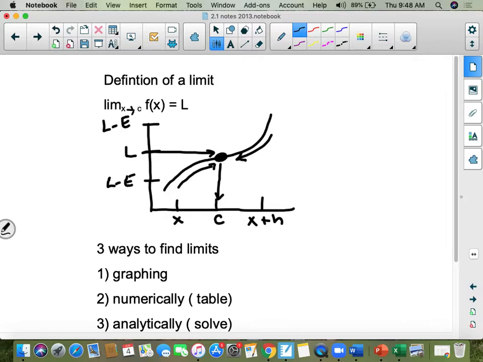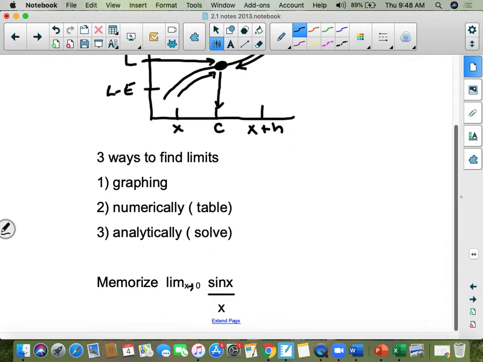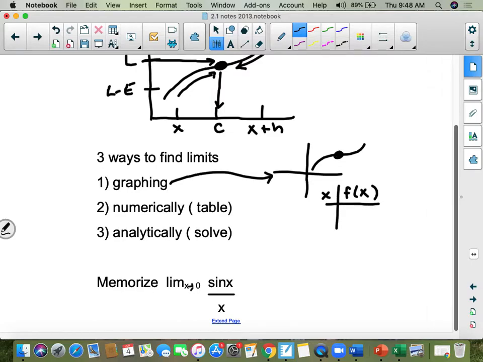There are 3 ways to find a limit. You can look at the graph. So you can look at a graph to find the limit. You can look at a table to find the limit. So x, f of x. Or you can solve it analytically, you can solve it using an equation.